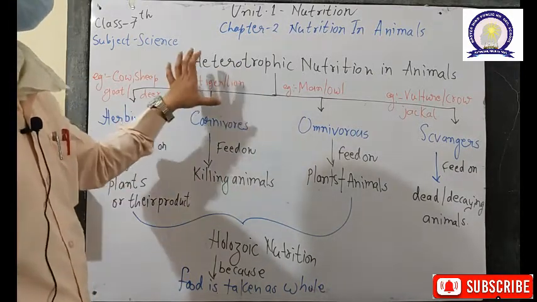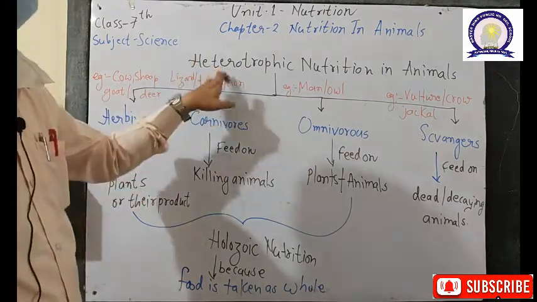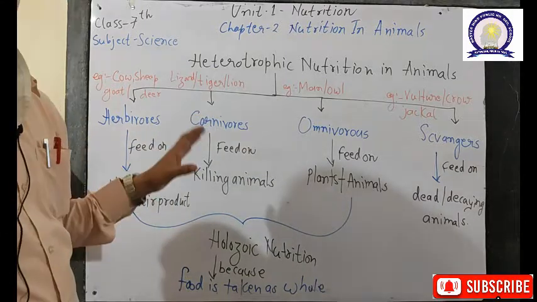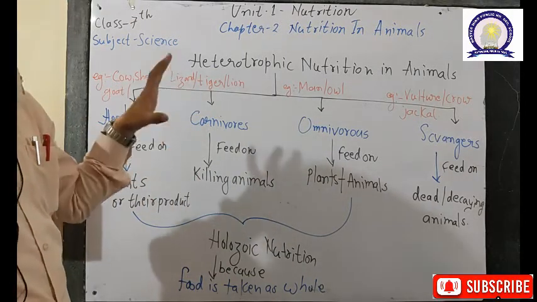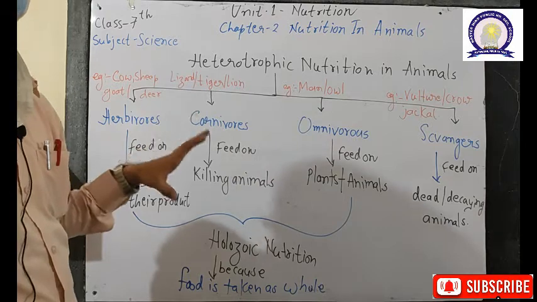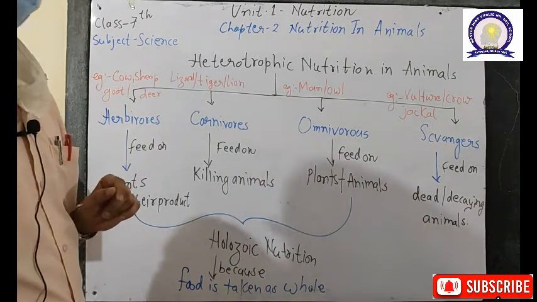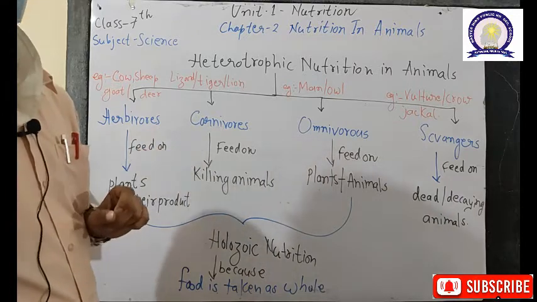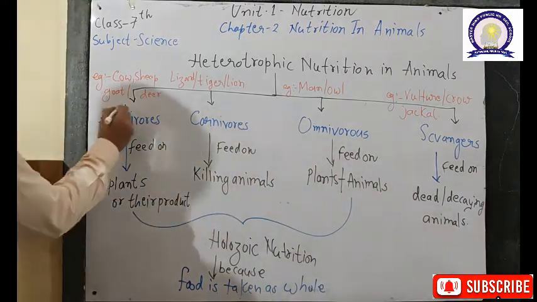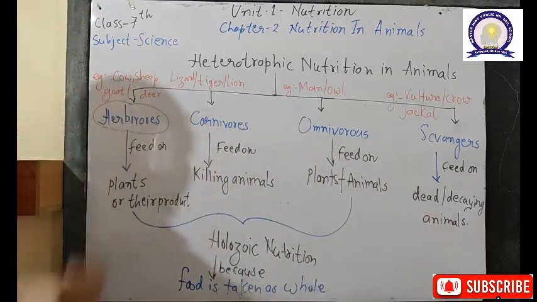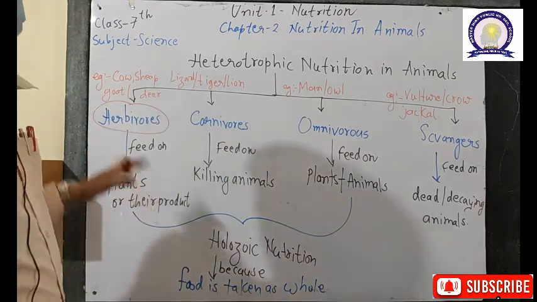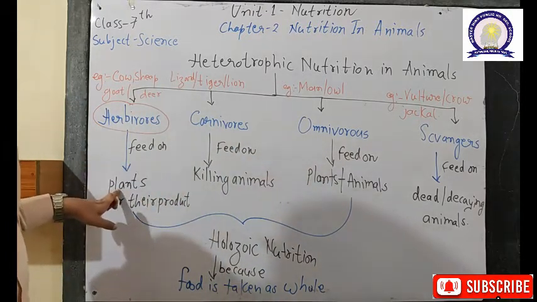There are 4 types of mode in heterotrophic nutrition. That means in 4 ways the animal obtains food from plants or other animals. We will be discussing every heading one by one. The first heading is the herbivores. That means those animals who feed directly on plants or their products.